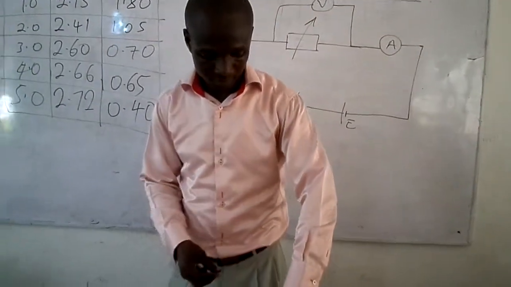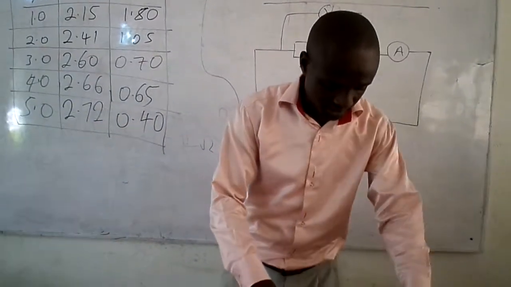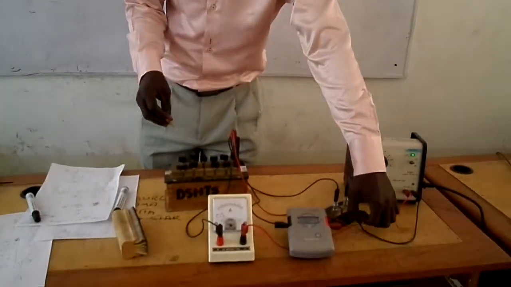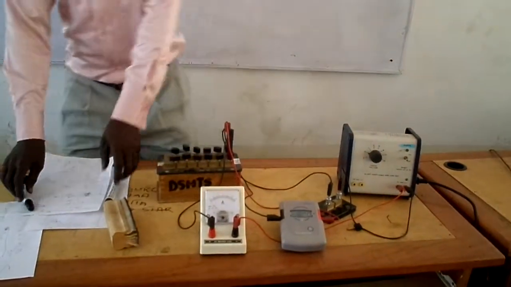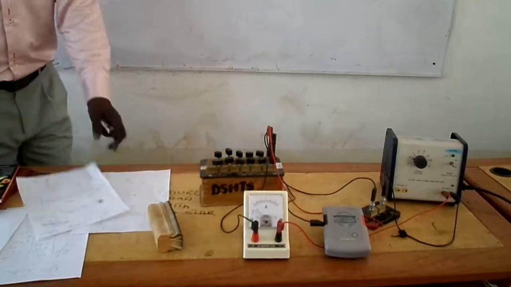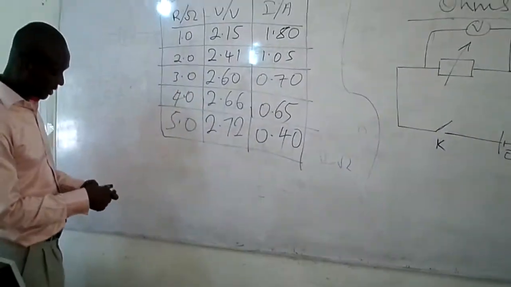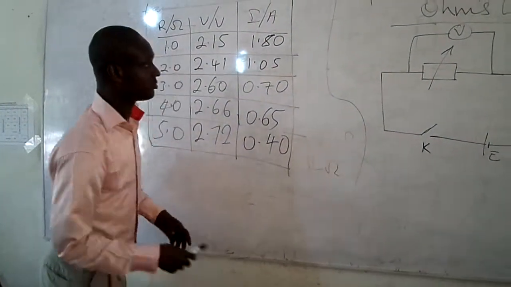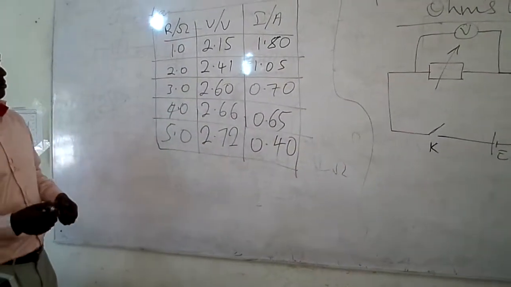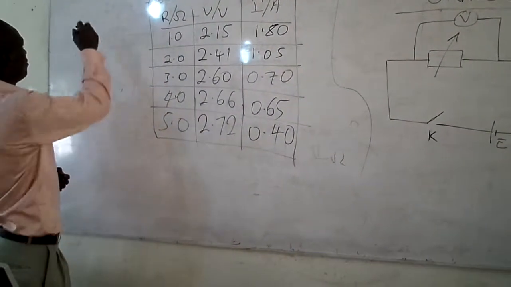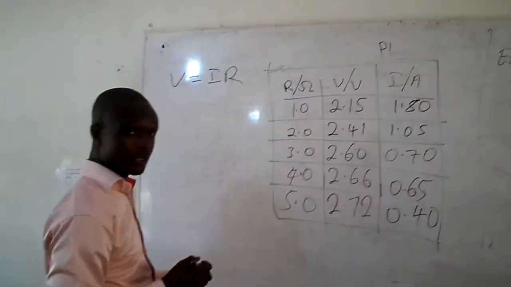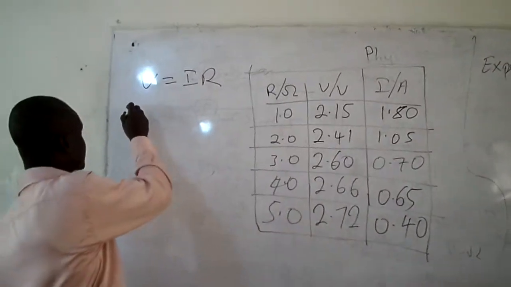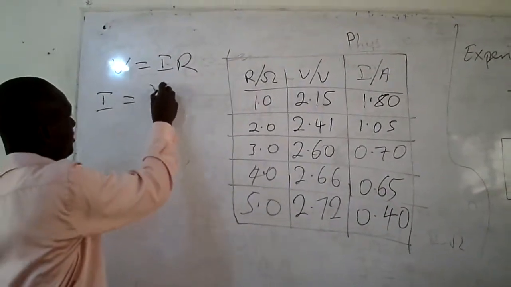So these are the results we have on the board. The moment you finish, you open the key, then you switch off the power supply. Let's analyze our values and see if our values verify Ohm's law. You know, Ohm's law: V is equal to IR. It tells us that current I is equal to V over R.